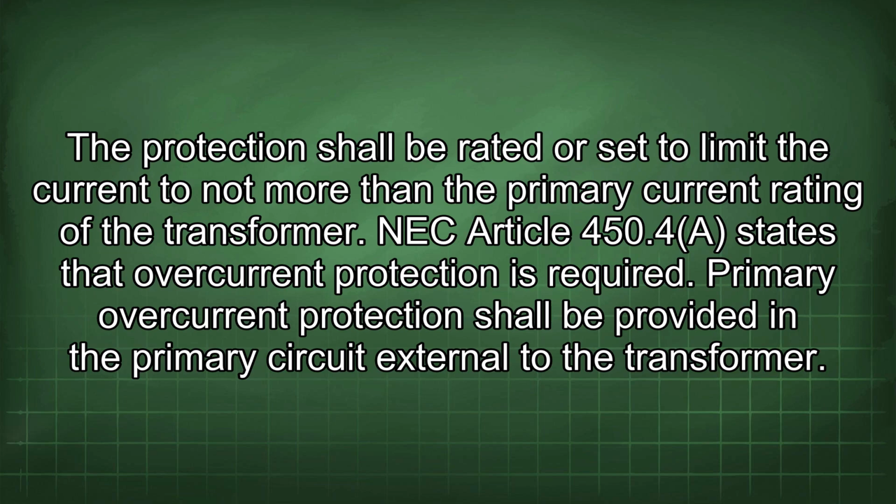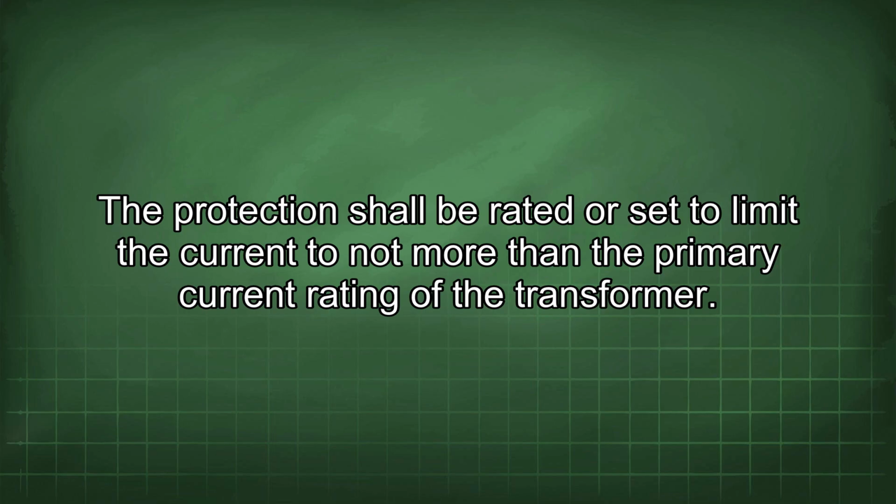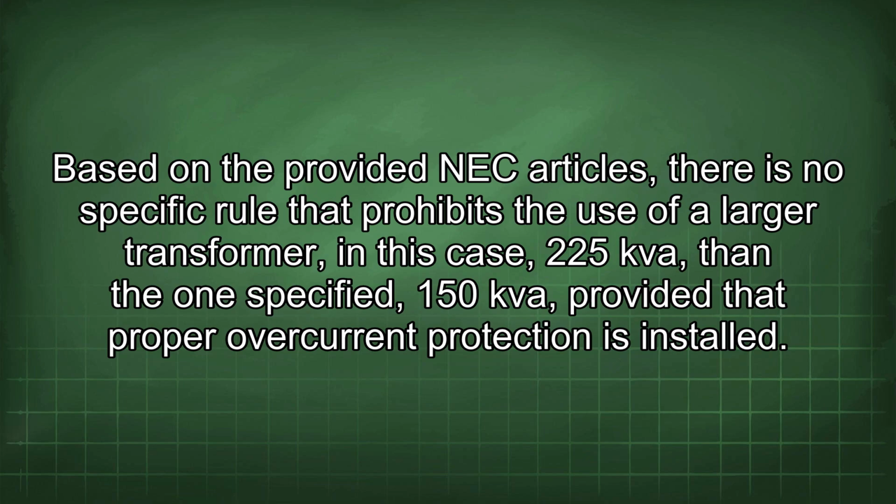Primary overcurrent protection shall be provided in the primary circuit external to the transformer. The protection shall be rated or set to limit the current to not more than the primary current rating of the transformer. Based on the provided NEC articles, there is no specific rule that prohibits the use of a larger transformer, in this case 225 kVA, than the one specified, 150 kVA, provided that proper overcurrent protection is installed.